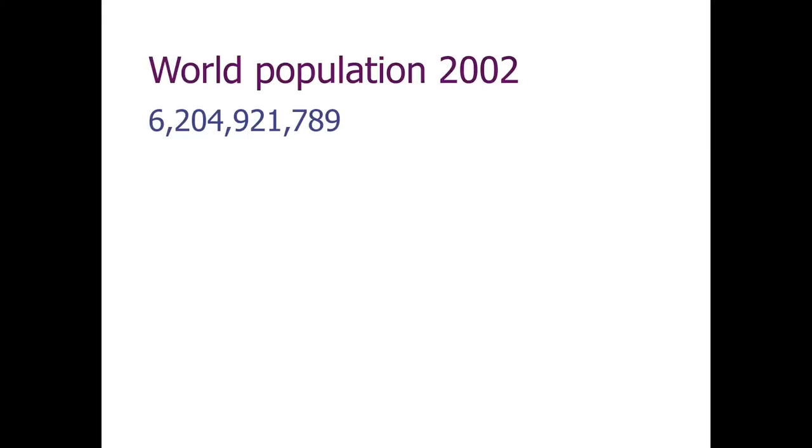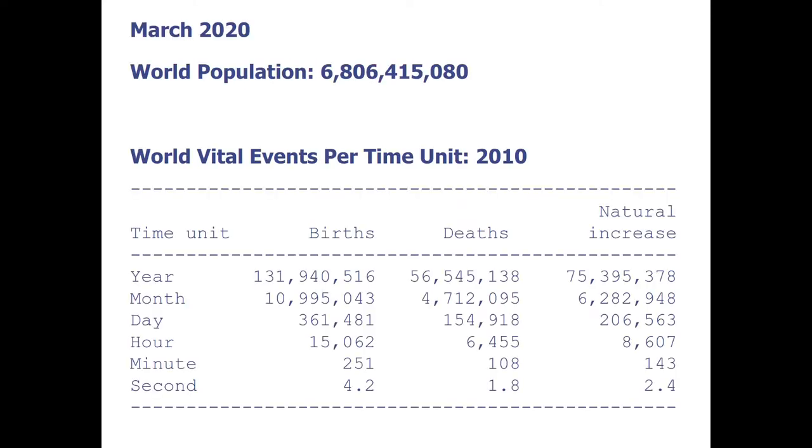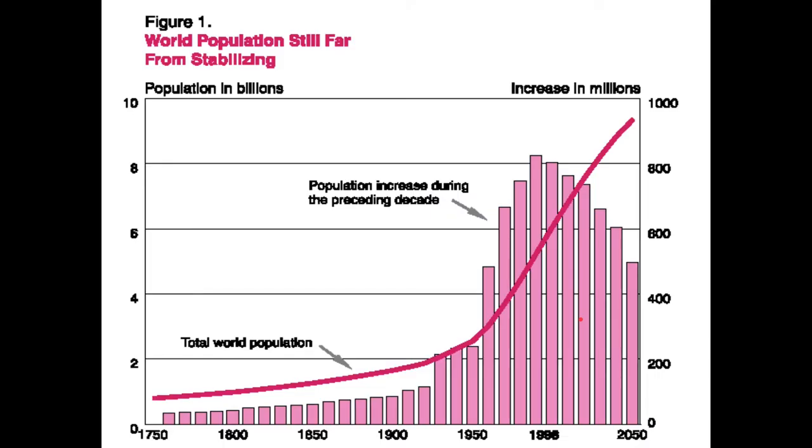World population in 2002, 6 billion. So in 2010, we were adding 75 million. This year, we're going to add 81 million people to the planet. So the increase has increased by about 6 million people. The increase is decreasing, but it's still a positive number.